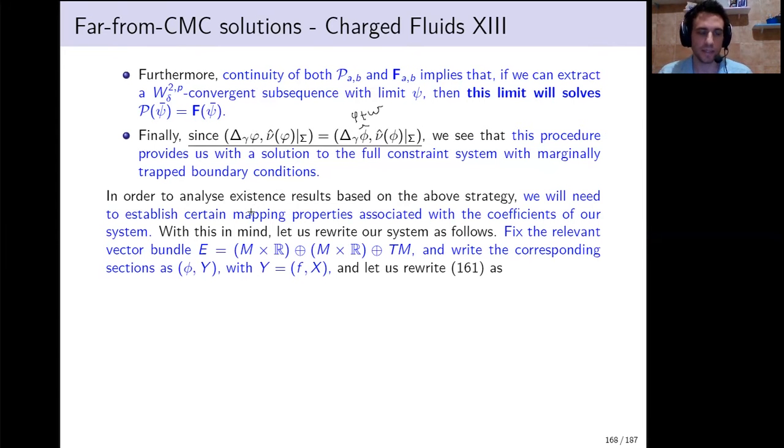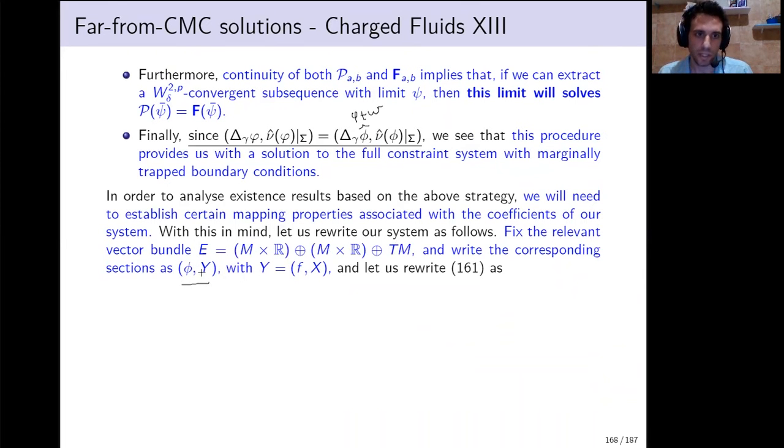And in order to apply this kind of strategy, we need some further mapping properties associated with the coefficients of our system, in particular those coefficients that introduce coupling between our system. And again, in order to try to simplify notations a little bit, let us recall this is our relevant vector bundle. And here we are typically going to denote sections of this vector bundle in this way. So we have the first associated with the conformal factor.